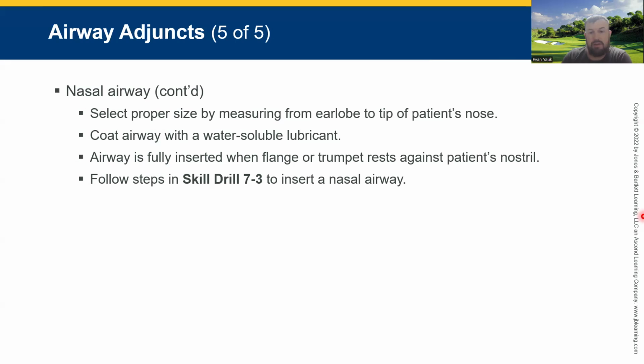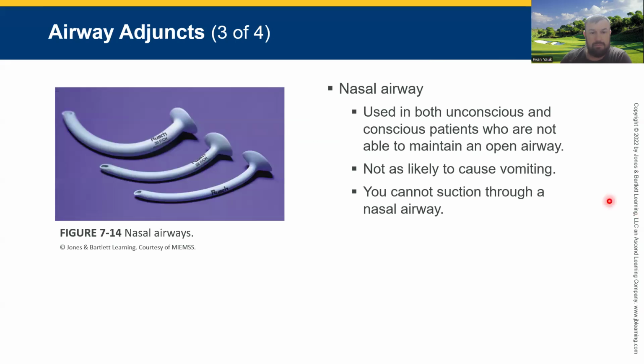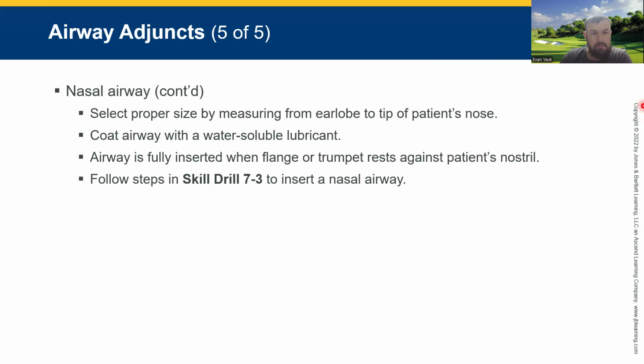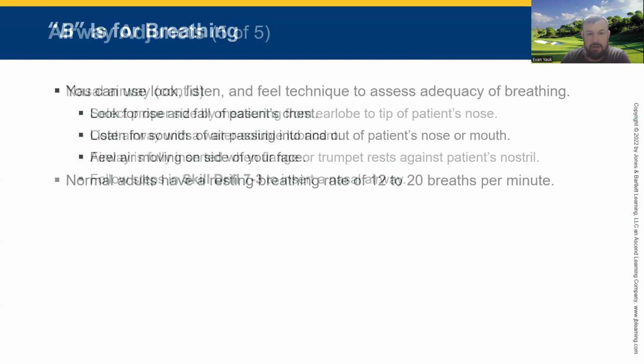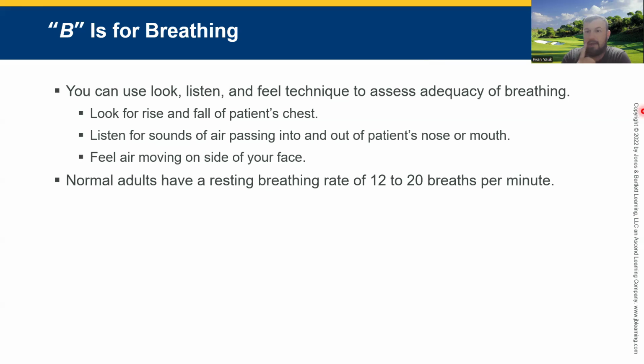Airway is fully inserted until the flange or the trumpet, which is that right there, that flange, is up against the nostril. It will stop it from going too deep. So right up against there, and then we stop. And then your book says follow skill 7.3 to insert. I explained it goes against the septum. It slides in. Once you're at that trumpet or that flange, then we can begin ventilation.